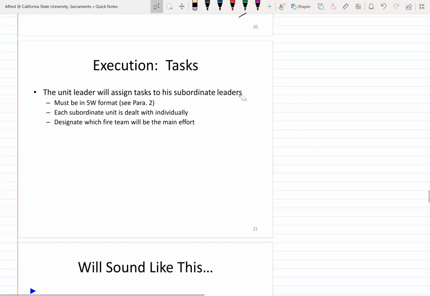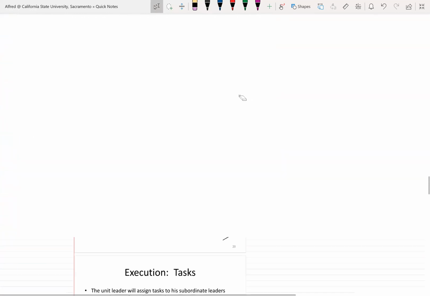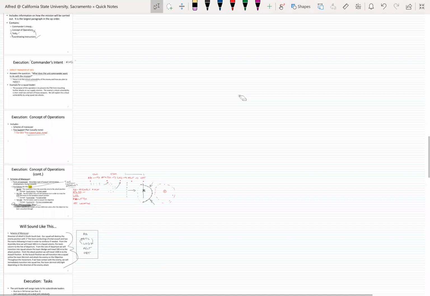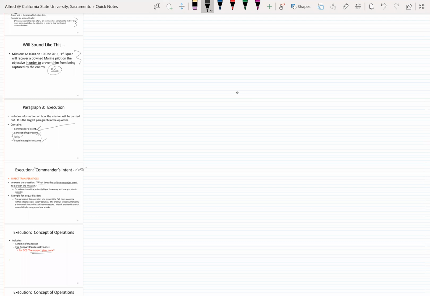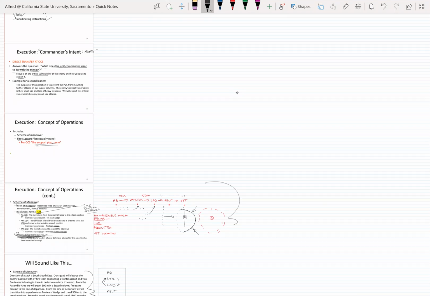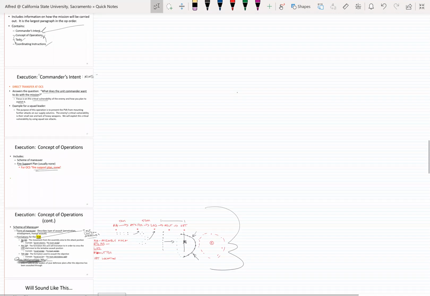Okay. So the first section of your execution was your concept of operations, right? You did the commander's intent. I wouldn't consider that a full section. It's pretty simple. And then you do concept of operations, which is a pretty meaty section. We can go over that again. That's like the meatiest section, I think.